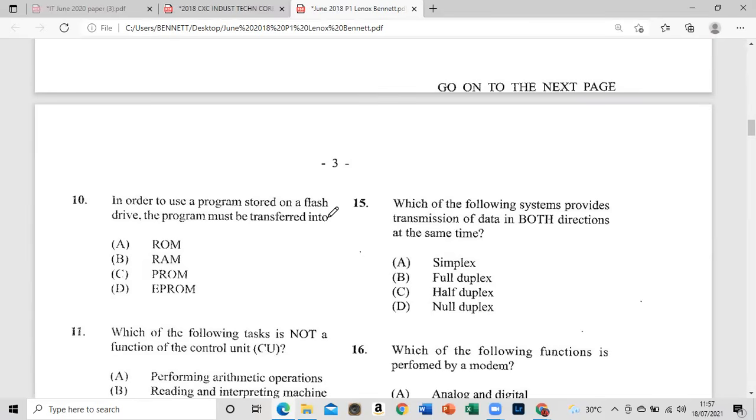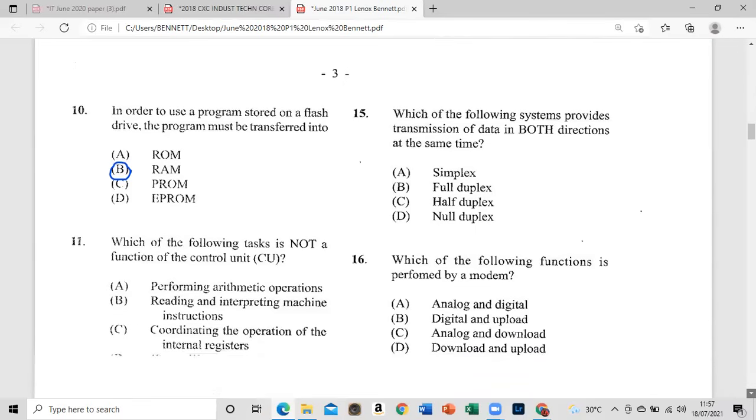Number 10 now. In order to use a program stored on a flash drive, the program must be transferred into, is it the RAM, or the PROM? So it is indeed the RAM. Remember the RAM stores it temporarily, all right? So that we get that out the way. All right, let's move on to number 11.